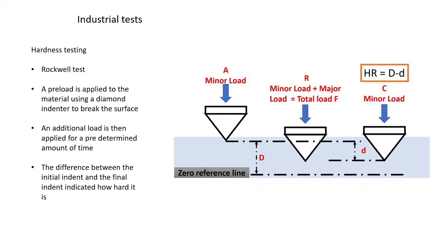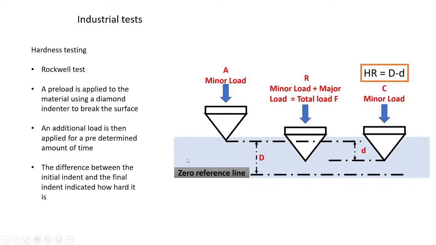Then you've got hardness testing. Now there are actually three different kinds of hardness testing depending on the kind of material that you're doing it on. The first one is the Rockwell test. To begin with, a preload is applied to the material using a diamond indenter to break the surface. That is this one here. You'll just break the surface a little bit with a diamond coated tip because it will be hard enough to break through the material.